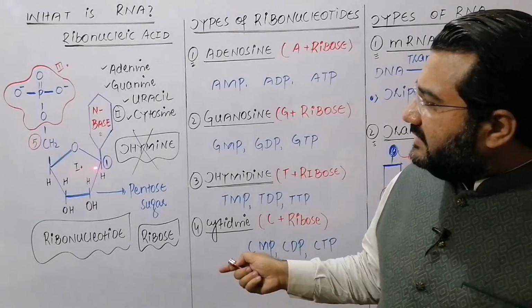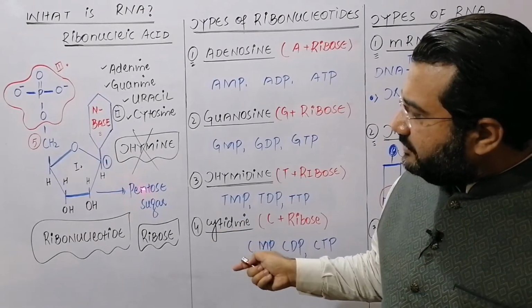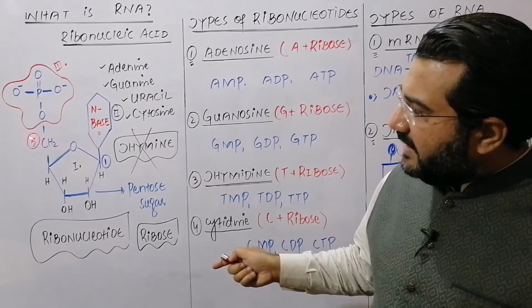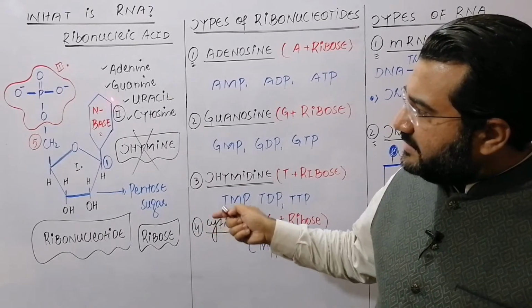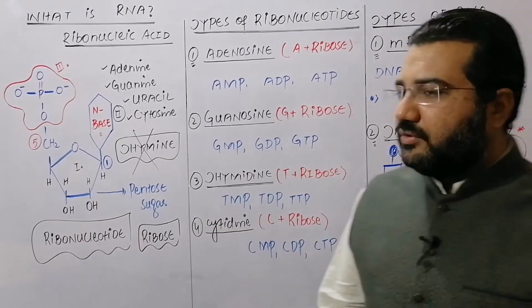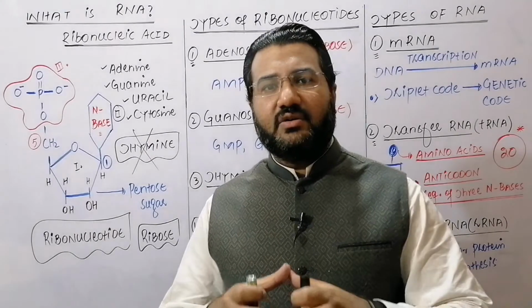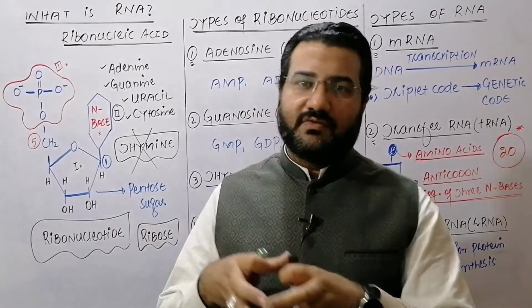Now my dear students, the nitrogenous base is attached to carbon number 1 of the pentose sugar through a glycosidic linkage, and at carbon number 5 of this pentose sugar, a phosphate group is present. So this complete assembly of the three units is called a ribonucleotide. A ribonucleotide consists of three parts: a ribose sugar, a nitrogenous base, and a phosphate group.